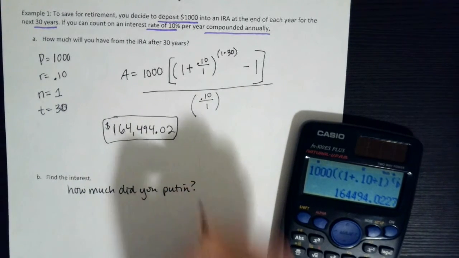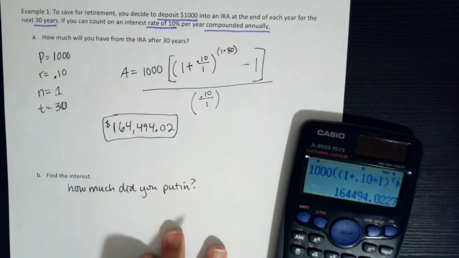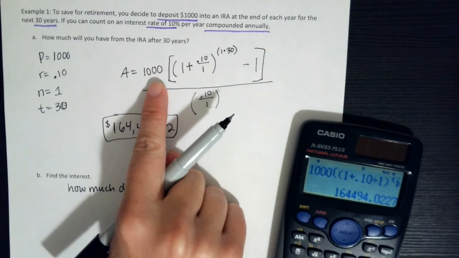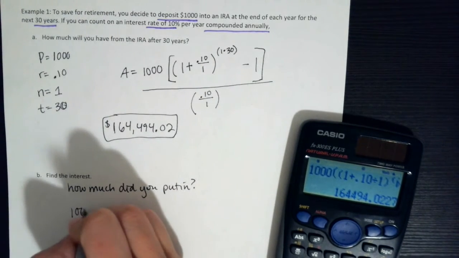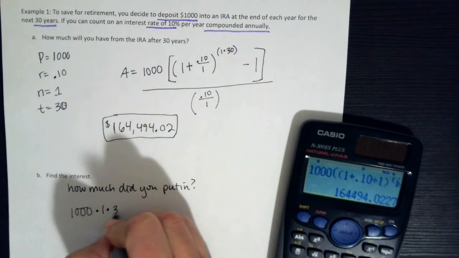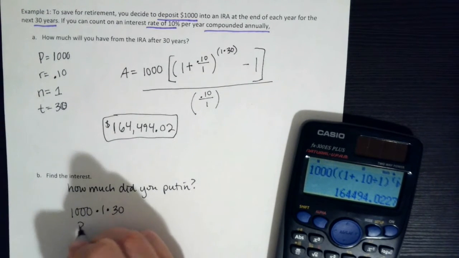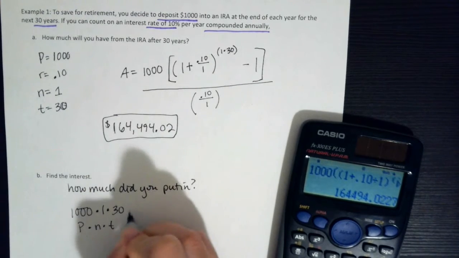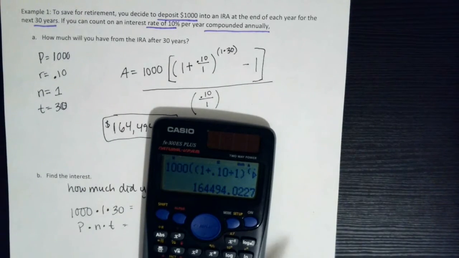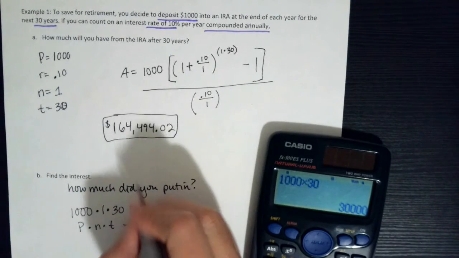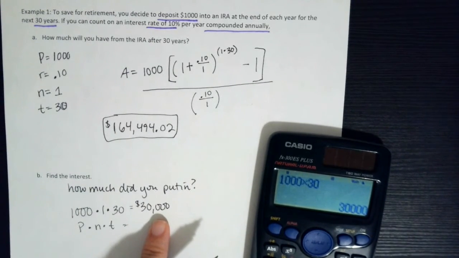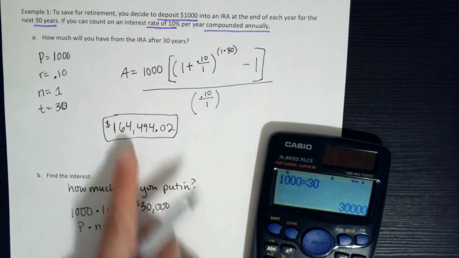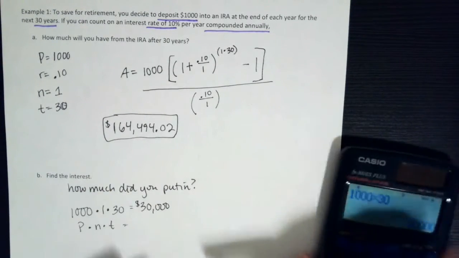So I need to go figure out how much money I actually put in this bank account. So I put in $1,000 once a year because it was annually for 30 years. So I did $1,000 times once a year times 30 years. So this is like P times N times T. And let's figure out how much that is. So 1,000 times 30 is 30,000. So this is the money that you put in yourself. You took this money and you put it in your bank account. And this is how much money was in the bank account after your 30 years of saving.